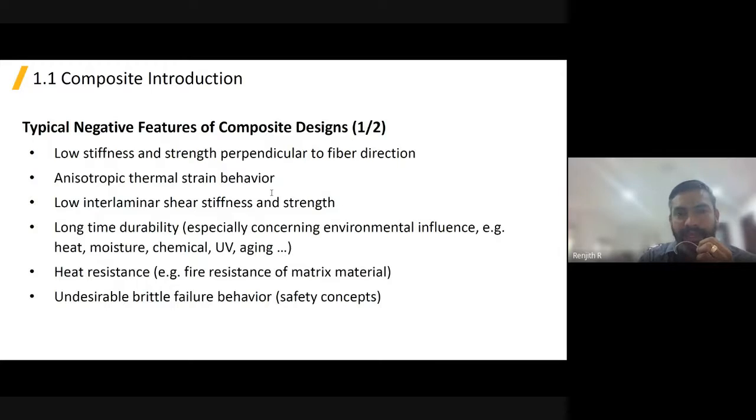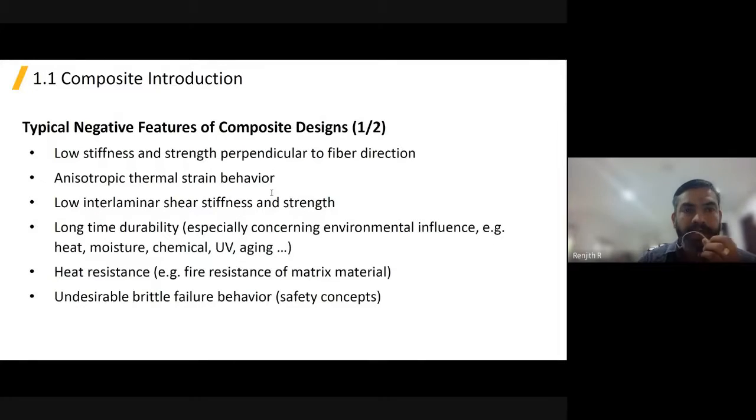So the normal negative features are the low stiffness and strength perpendicular to the fiber direction, because when we increase the strength in a particular direction, obviously the directions perpendicular to the axis of reinforcement, or the reinforcement orientation, will be low compared with the main direction. It is actually a positive one, but sometimes it will be negative, because in the case of conventional materials, if we need the same properties in all directions, definitely we have to rely on conventional materials. That is also treated as a negative when we compare with conventional materials.